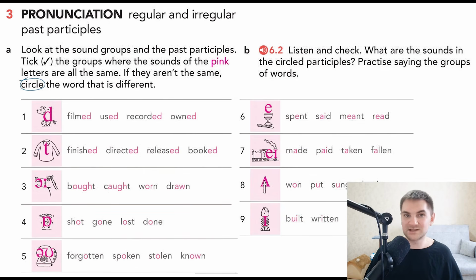For example, let's take 1. D, filmed, used, recorded, owned. So we circle recorded. It's different. It's not just D, it's id. And number 3. O, bought, caught, worn, drawn. They're all the same. So you don't circle anything here, you just tick this. Actually, it's quite a difficult task. Let's say a pronunciation challenge. When you're ready, listen, repeat, and check.